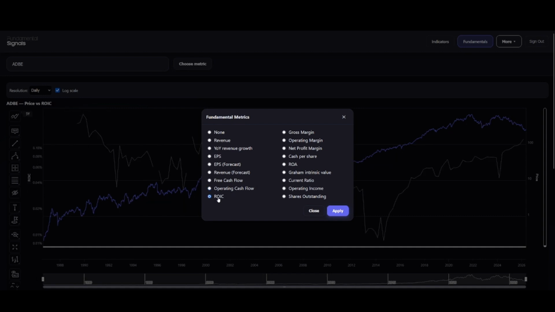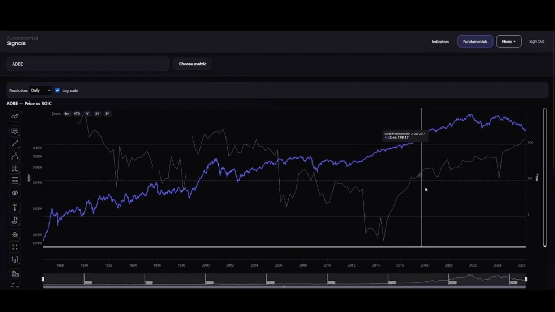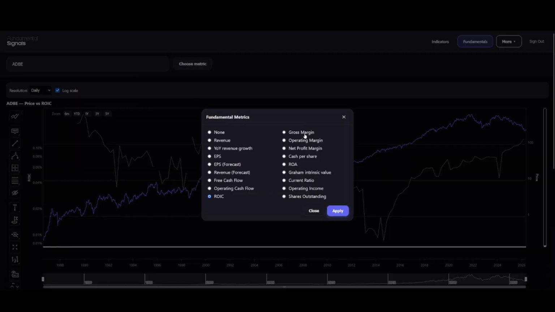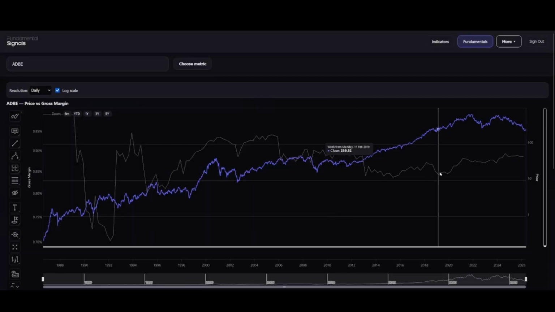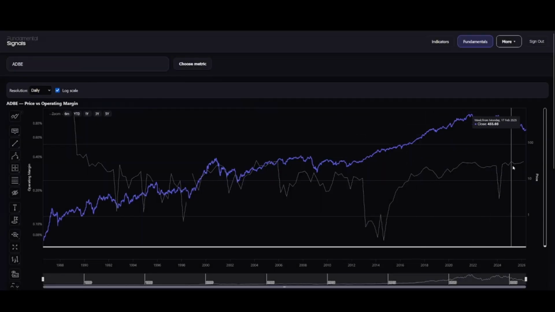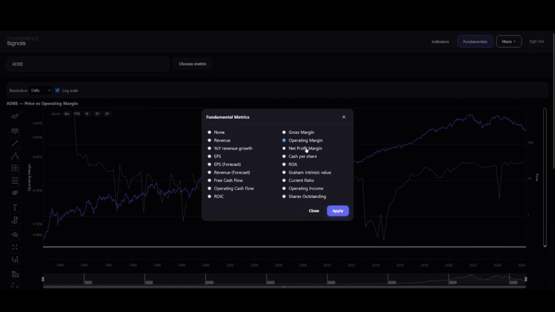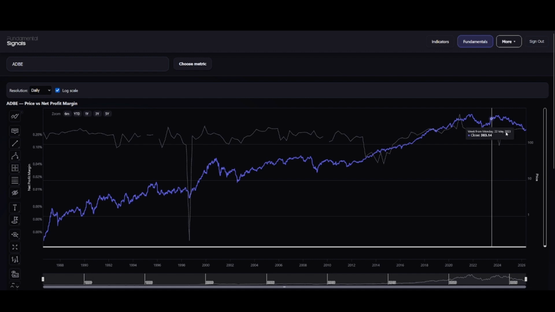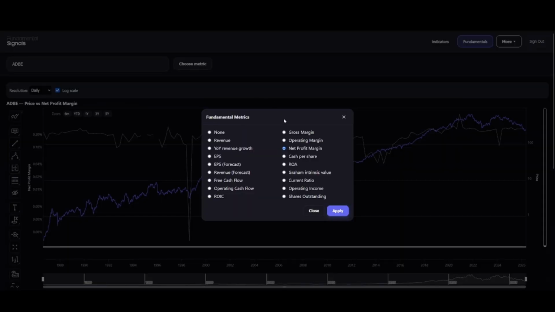What else? ROIC. Keeps going up, right? Keeps going up. The price is going down. What else? Gross margin. Trending higher. Operating margin. Good. Still trending higher. Net profit margin. I mean, this one you might say, well, it stays the same, but you cannot have 100% of it, right? Cash per share.